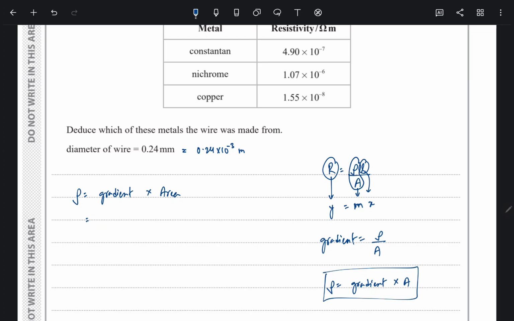The gradient can be found from the graph. I'll write the area first. Area is going to be pi r squared. The radius is going to be half of the diameter. So 0.24 times 10 to the power minus 3 divided by 2, whole squared. That's going to be the area.